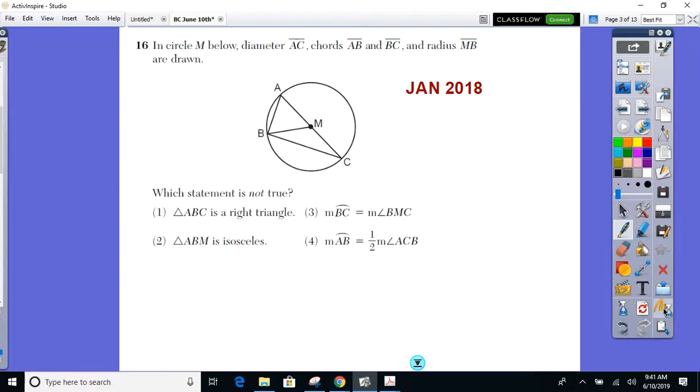January 2018. Oh, we're on January 18. January 2018. Number 16.